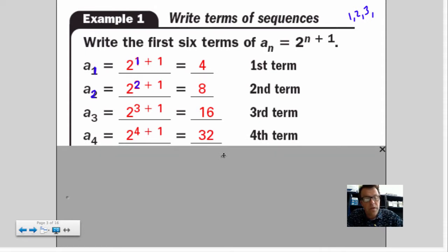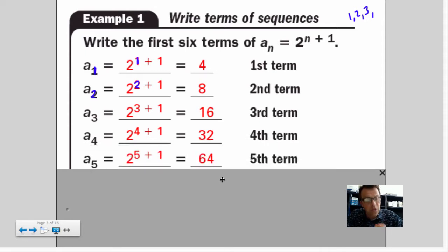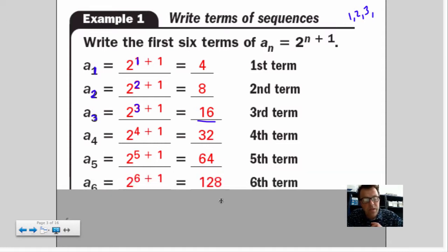Fourth term. I think we keep going. Fifth term. And you can see, again, these 3's, this is n changing and increasing every time by an integer. And the answers, or what we say are the terms, are 4, 8, 16, 32, 64. Can you guess the next one?